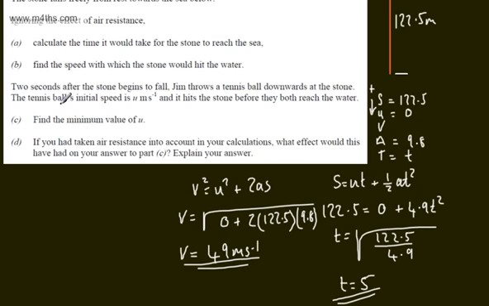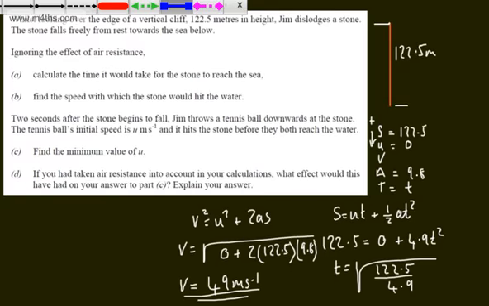Okay, next part. 2 seconds after the stone begins to fall, Jim throws a tennis ball downwards at the stone. The tennis ball's initial speed is u meters per second, and it hits the stone before they both reach the water. We need to find the minimum value of u. Okay, this is quite a tricky question looking at it.